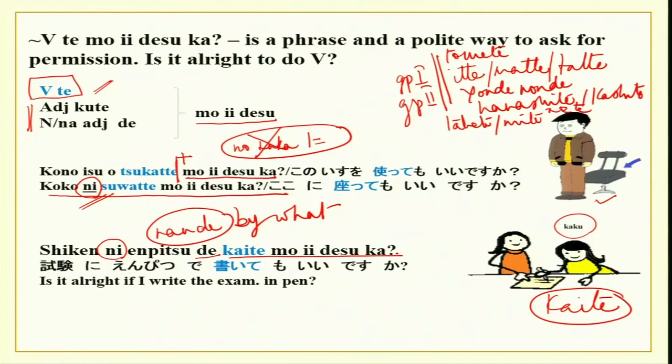Or enpitsu is pencil, so pencil. So the answer could be hai ii desu or iie dame desu. So as she is pointing over here, it looks like it is hai ii desu. So I think it's easy, you know the te form, so you can just add mo ii desu ka to it and make your sentences, ask questions, give permission, or simply do not give permission.